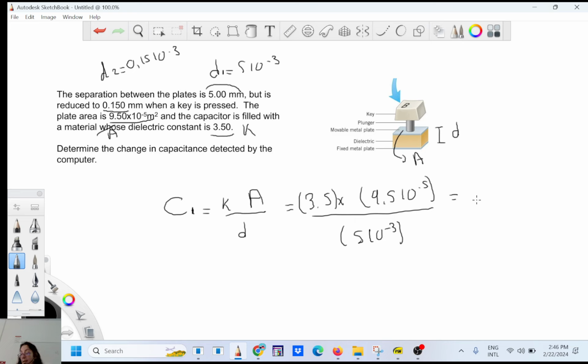And you get... did I forget something? Yes, that's what I forgot. Thank you. I was trying to find what I forgot, my epsilon zero here. I was thinking I'm missing something. Yeah, so the equation is K epsilon zero area over D. Okay?